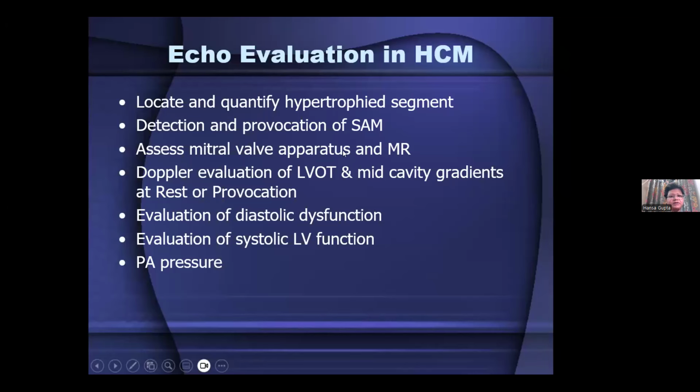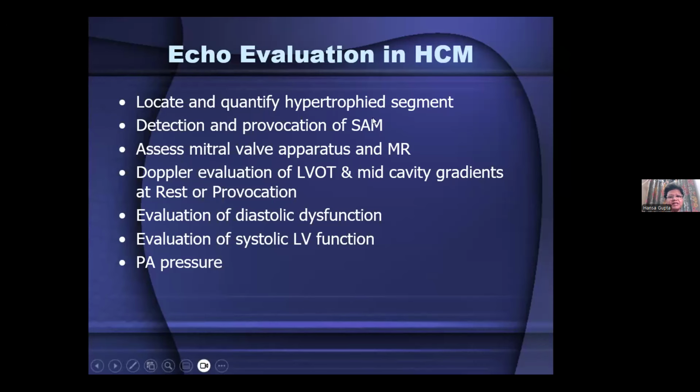In HCM, 30 to 50% of patients have one or other mitral valve deformity. Most commonly, you have elongated mitral leaflets, elongated chordae, and direct papillary muscle attachment on the anterior mitral leaflet, and so on and so forth. I'll discuss this in the next few slides.